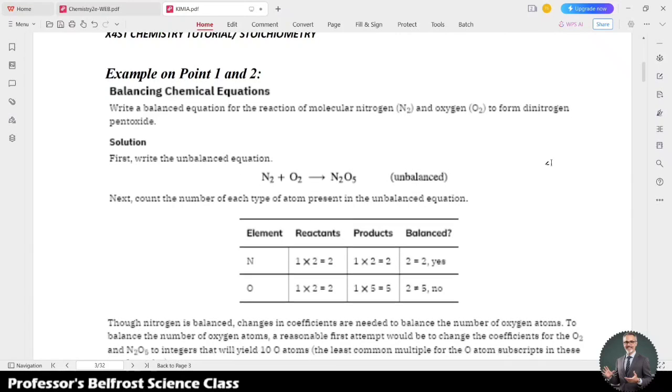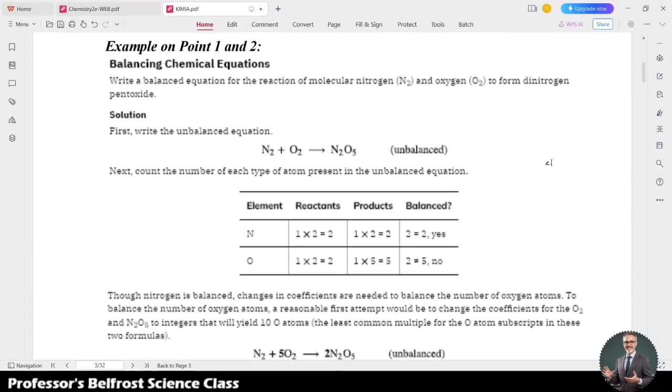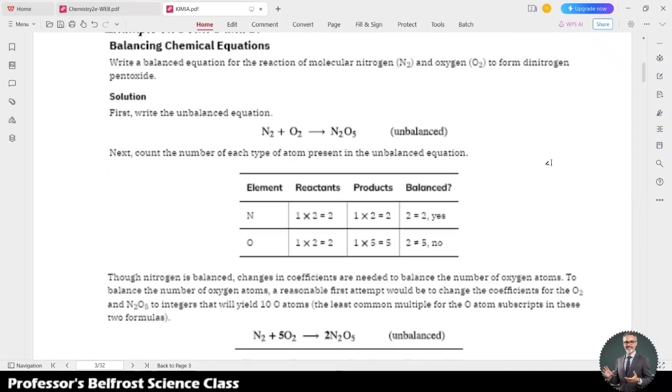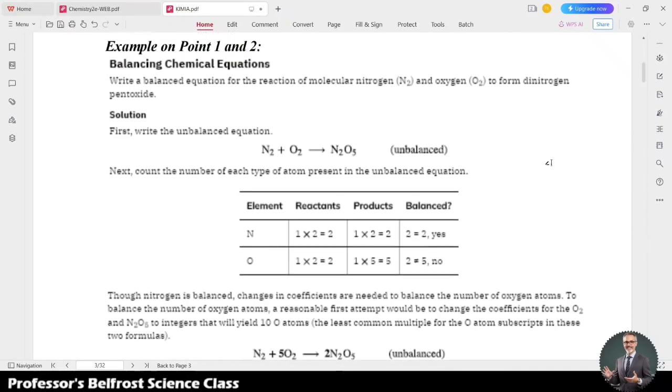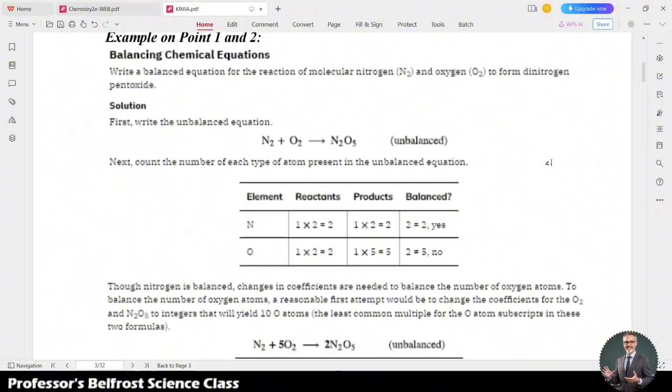So here, the first task is to balance the chemical equation. Write a balanced equation for the reaction of the molecule nitrogen, N2, and oxygen, O2, to form dinitrogen pentoxide. We need to follow some steps. The first one is to write down the unbalanced equation first, placing the reactants on the left side and the product on the right side.